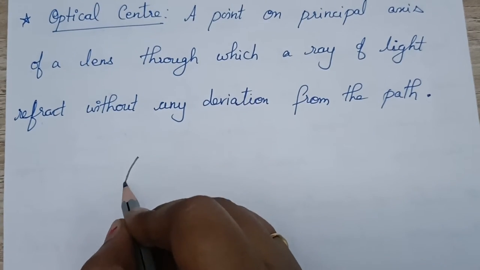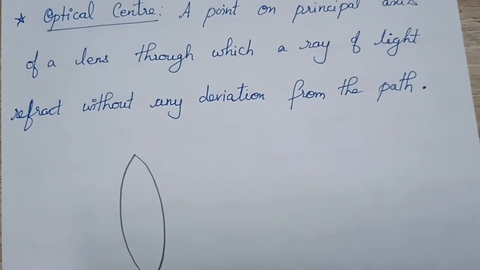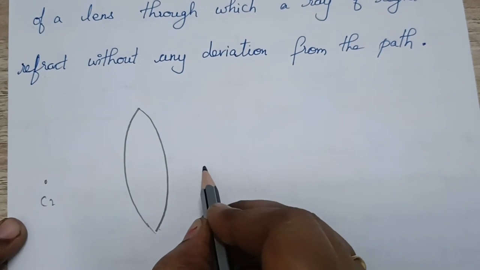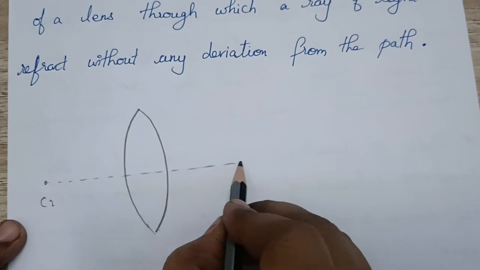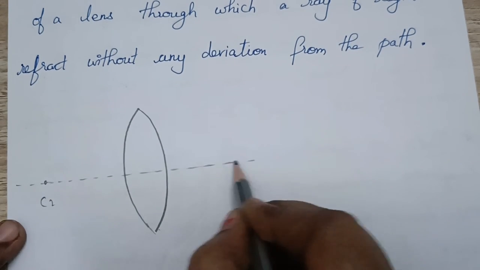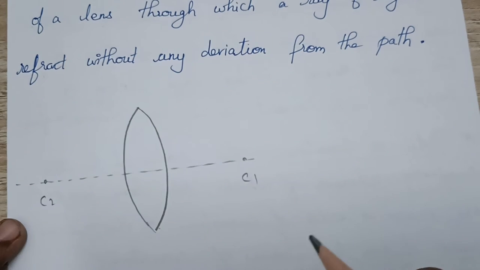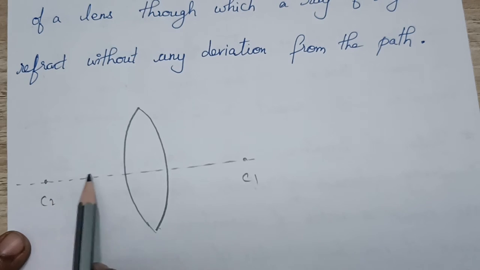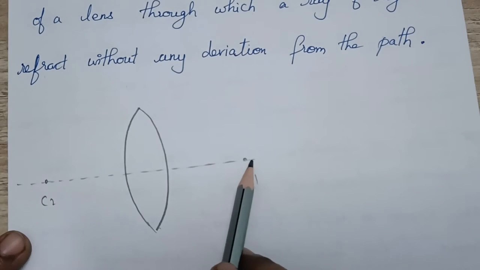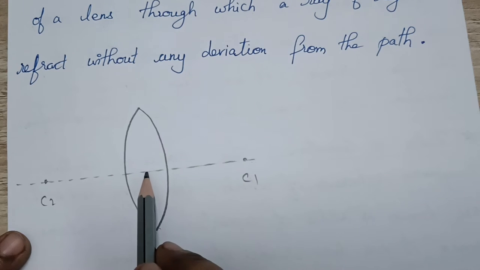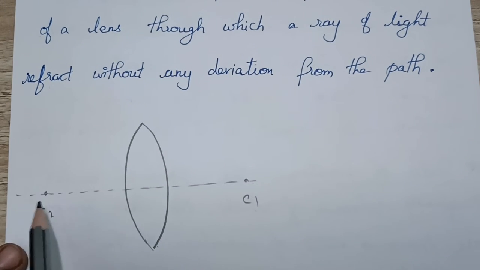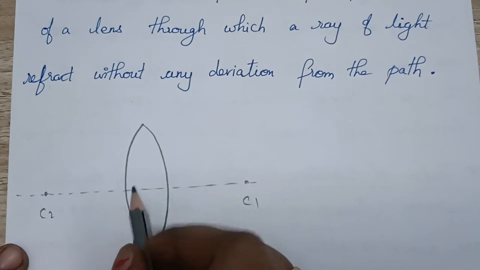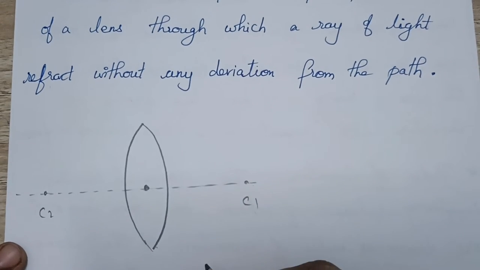See, this is your convex lens. Okay? So, you know that this is your C2. This is an imaginary line. This is your C1. Okay. So, imaginary line means what? The imaginary line is a line joining the centers of the lens circles, as well as passing through the optical center. Optical center means what? It is a point on the principal axis through which a ray of light passes.